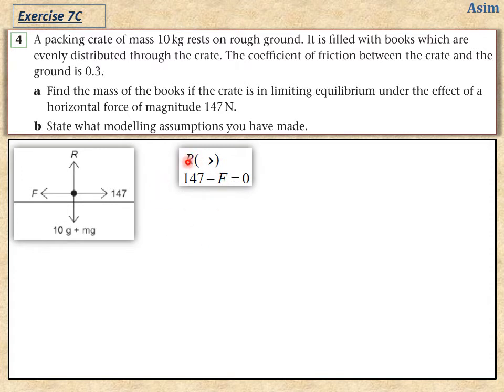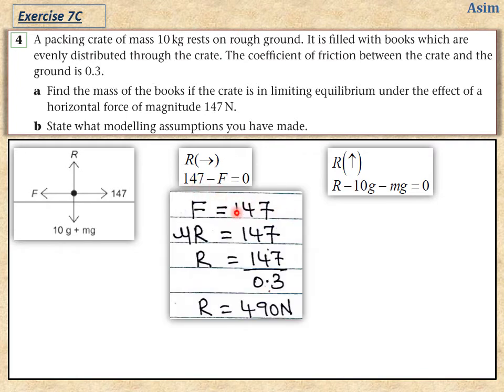If I resolve rightward, I can say 147 equals F. I wrote it in a different way: 147 minus F equals 0 is the same thing. Let us take the other component now, vertically. Vertically, the upward force and the downward force will balance. Instead of taking R equals 10g plus mg, if I take it to the other side, it becomes this. Let us solve now.